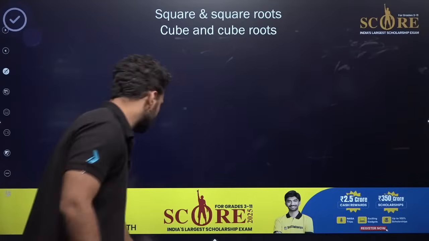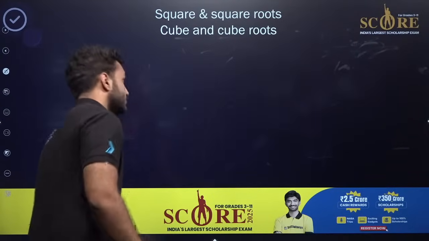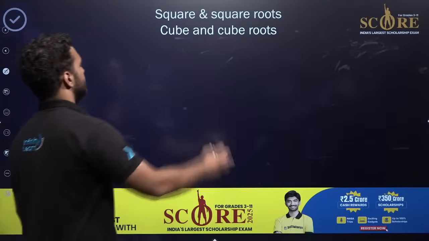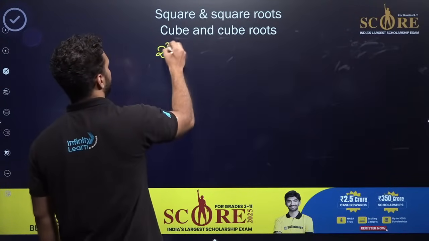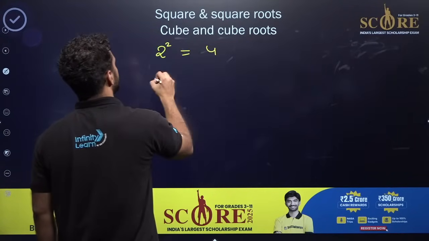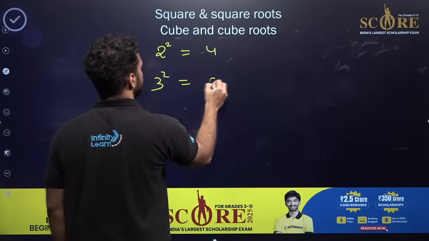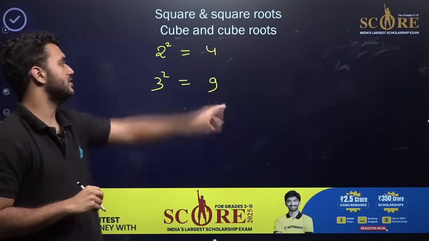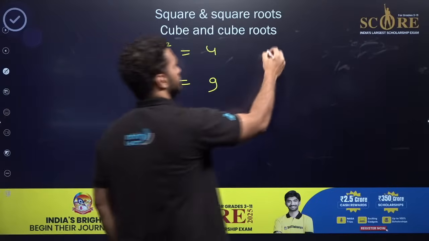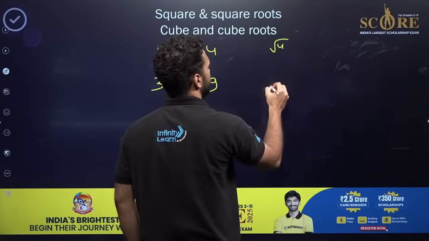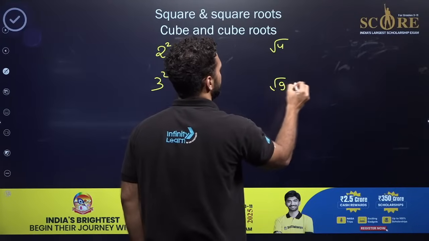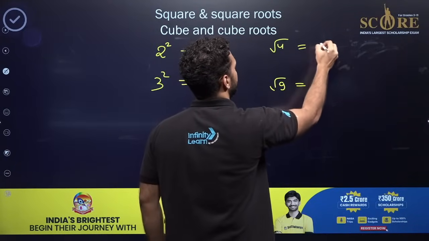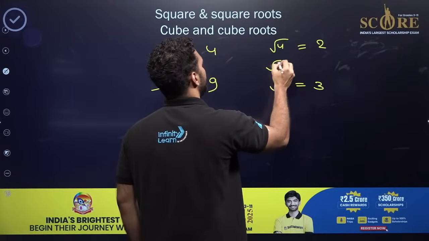Square and square roots. Okay, square and square roots. Do you know what is the square of 2? This is 4, sir. Square of 3, sir, this is 9. Now what about the square number between these? If you have to find the square root of 4 and the square root of 9, it will be 2 and 3.